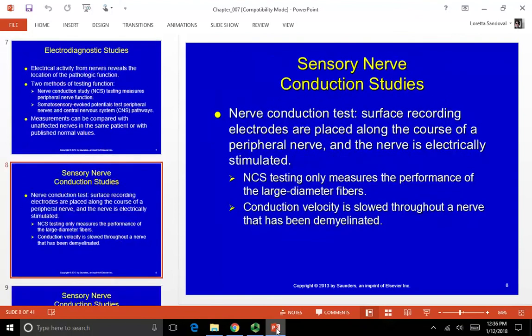So a nerve conduction test is a surface recording with electrodes placed along the course of a peripheral nerve, and the nerve is electrically stimulated. It only measures the performance of large diameter fibers, and it shows up as slowed conduction velocity if a nerve has been demyelinated. Carpal tunnel syndrome is something that's commonly tested with nerve conduction studies.